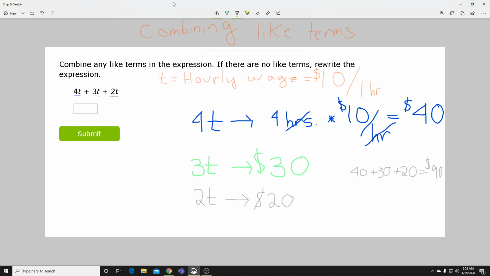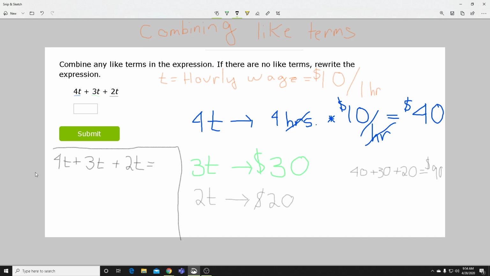Now I want to show you that we could actually solve this same question in another way. And this is going to be what's important for combining like terms. So let me put a little space over here. So notice that we have 4t, 3t, and 2t. These all have t in it. So there's something we can use called the distributive property, which you may or may not have learned about. You should have at some point, but I know everybody has seen different things.